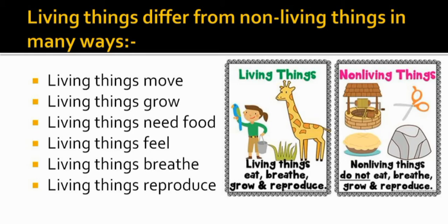Now how are living things different from non-living things? Living things are different from non-living things in many ways. Living things move, they grow, they need food, they feel, they can breathe, they can reproduce, but non-living things cannot. Let's see.